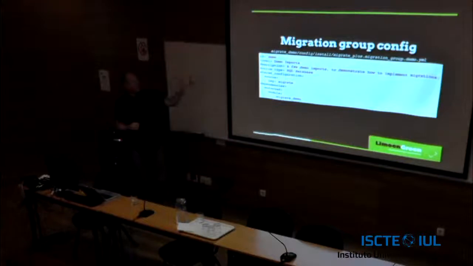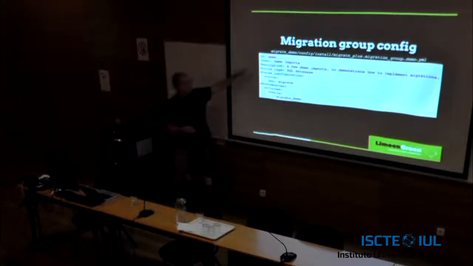And this is what the YAML looks like for a migration group. You can find an example also in the Migrate Tools module, and this is how you define such a group, got an ID and a label, and then some shared configuration. This shared configuration is important.